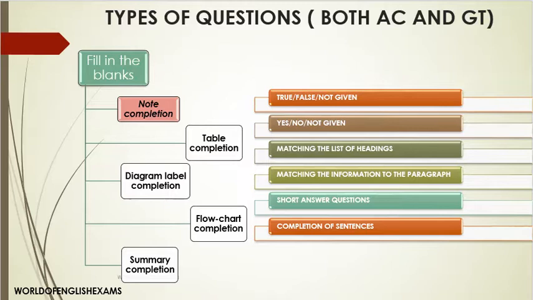In addition to the fill in the blank questions, there are other types of questions such as true or false or not given, which is also known as identification of factual information. Then there is yes, no or not given, which is identifying the claims of the writer. Then we have matching the list of headings to the paragraph, matching the information to the paragraph, short answer, completion of questions, and such other models. We are going to learn about each and every question type.